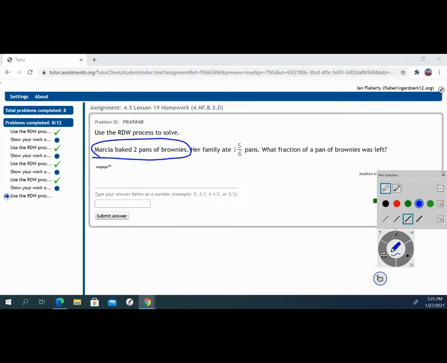All right, so going back to our RDW method, first thing I'm doing is just reading this. Marcia baked 2 pans of brownies. Her family ate 1 and 5/6 pans. I know some of you are sitting here saying, well, we haven't done 2 minus 1 and 5/6 yet, which is technically correct. Again, what I would be looking for you to do, either on a piece of paper with a pencil or a whiteboard and marker, is just draw it out. When in doubt, draw it out.